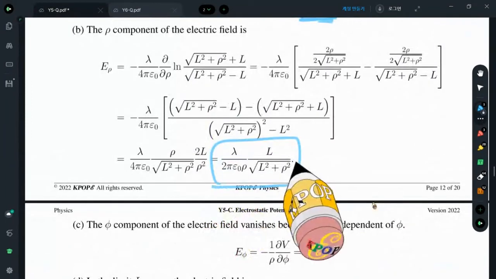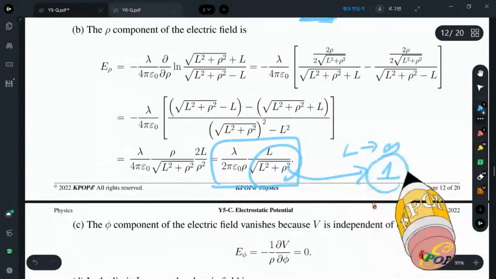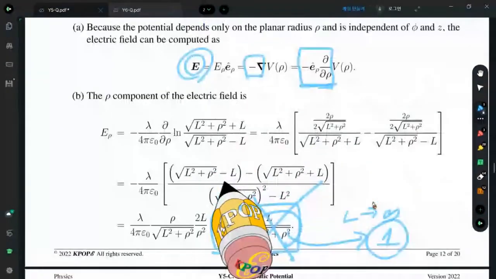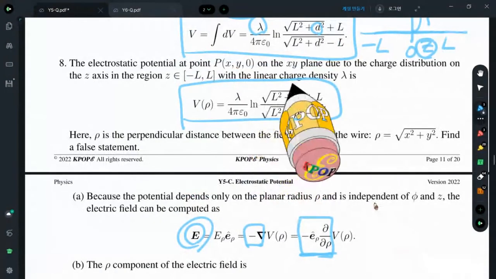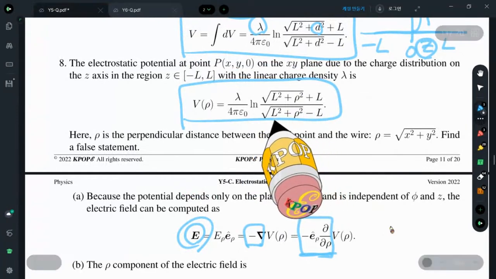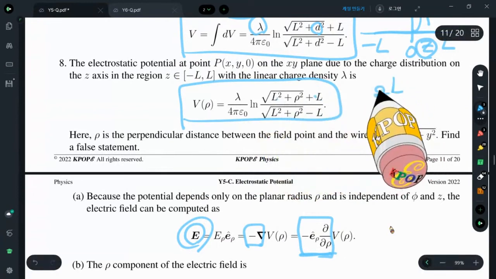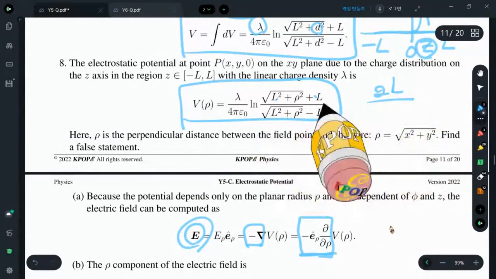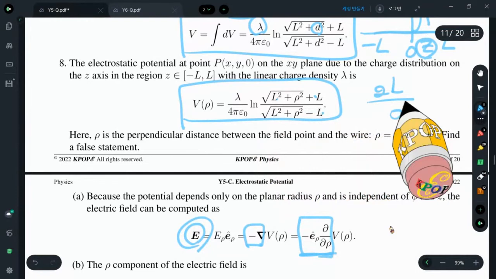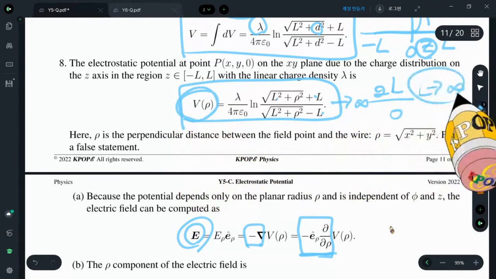Here, in the limit as L goes to infinity, this one just approaches 1. It's nothing. So this is the electric field. Previously, what we have obtained in here, as L goes to infinity, the numerator approaches 2L, but the denominator approaches 0. They are very similar. Therefore, the potential itself diverges as L goes to infinity.